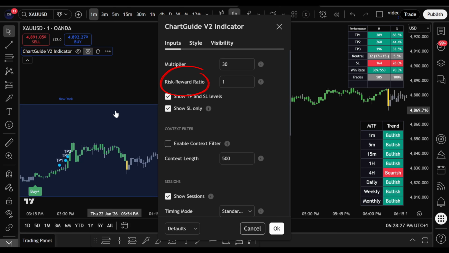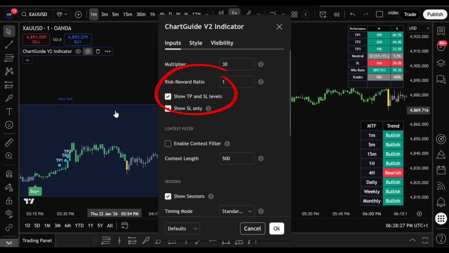Next is the risk-reward ratio, and this is basically how far your targets are. If you set risk-reward higher, your take profits are farther away, which can be amazing when it hits, but here's the truth. The bigger the risk-reward, the harder it is to hit, so your win rate usually goes down. If you set risk-reward lower, targets are closer, you might win more often, but each win is smaller.